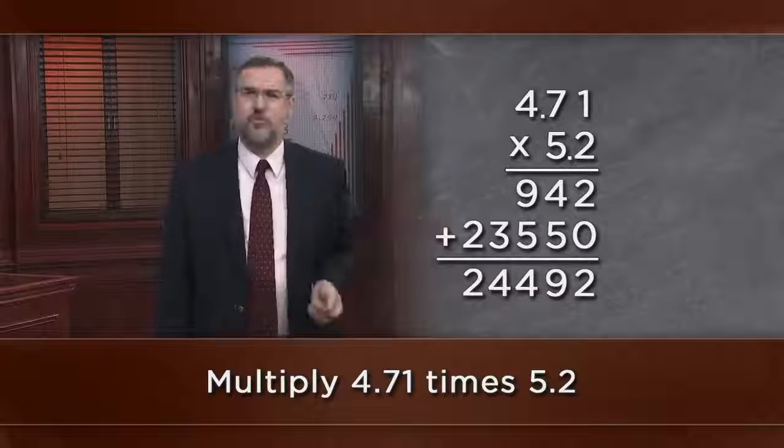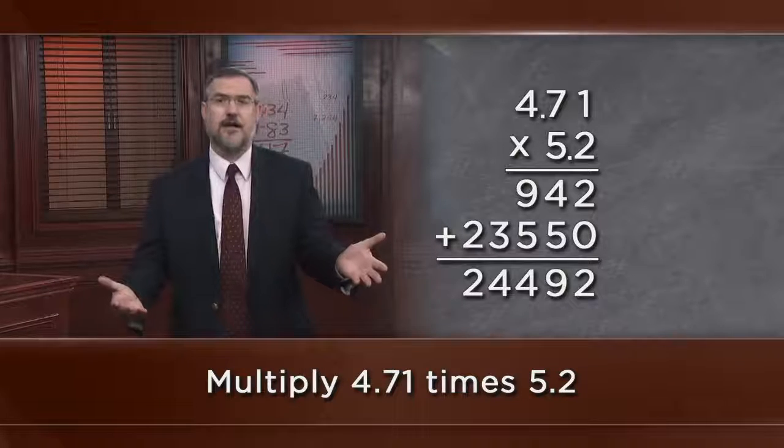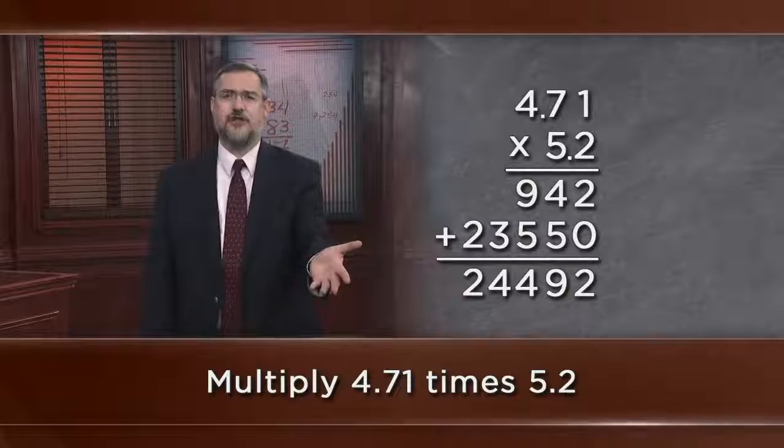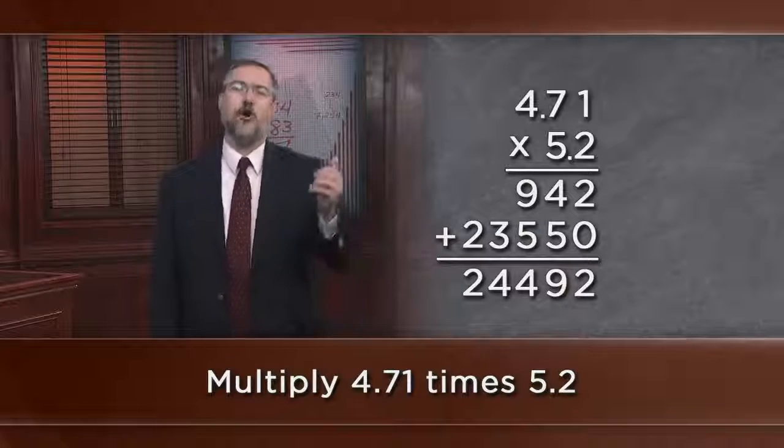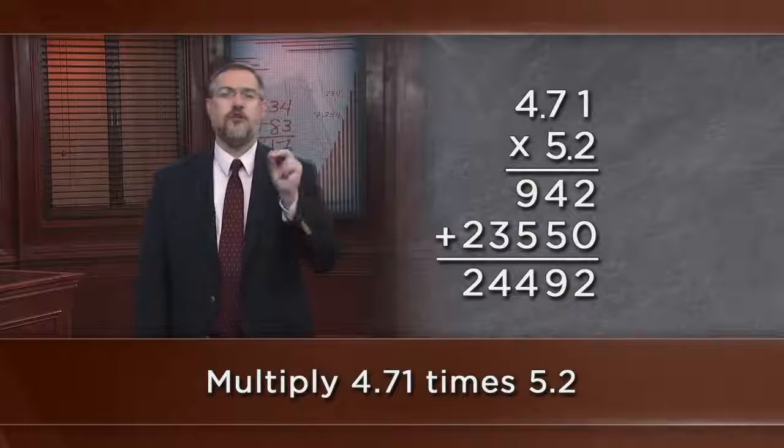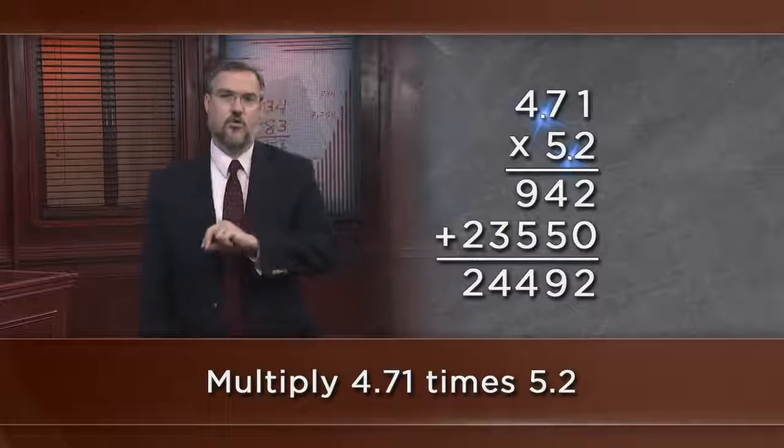5 times 5 being 25. Now, how am I going to get the right answer if what I have in the answer section right now is 24,492? Well, I need to go back and do something with those decimal points that I ignored.